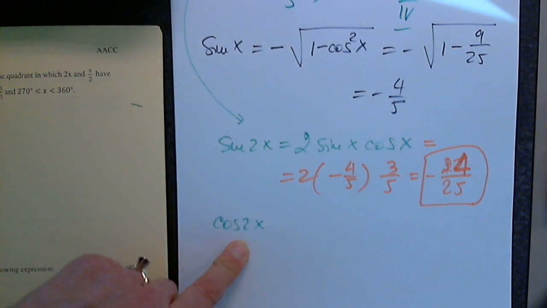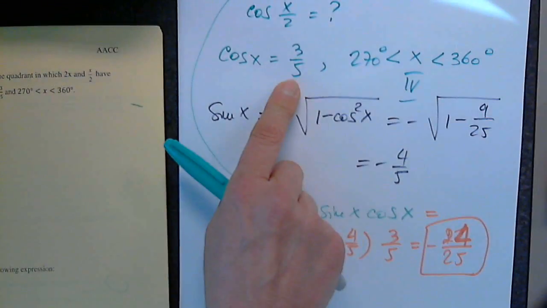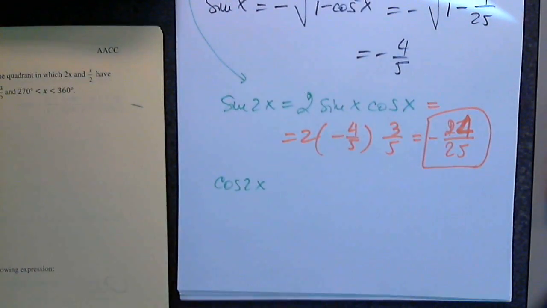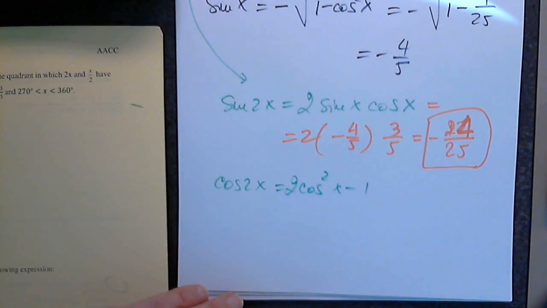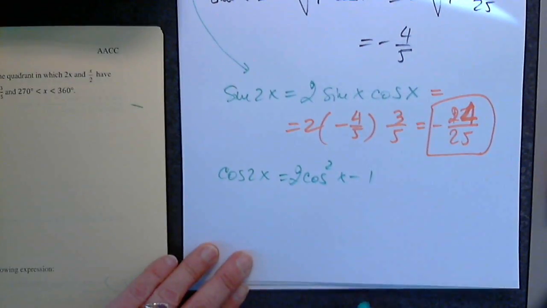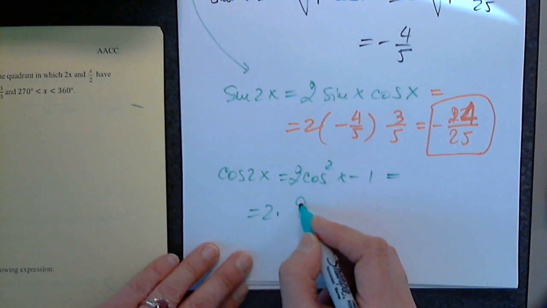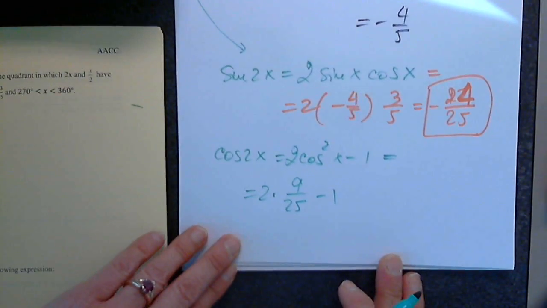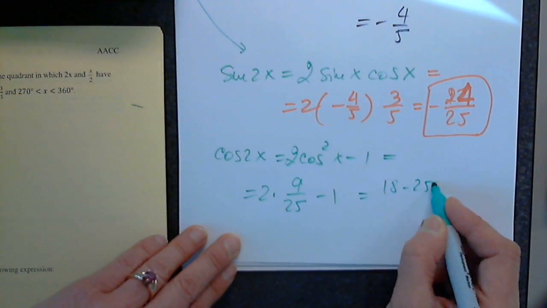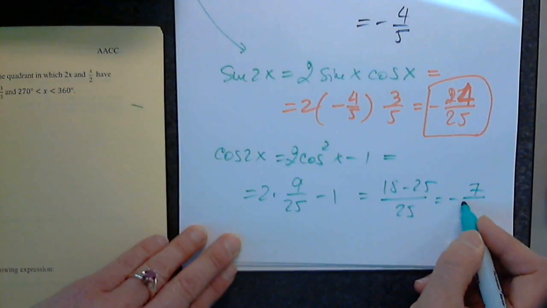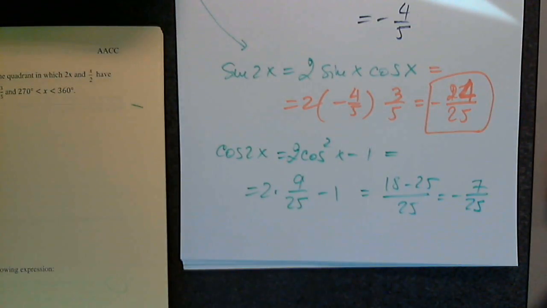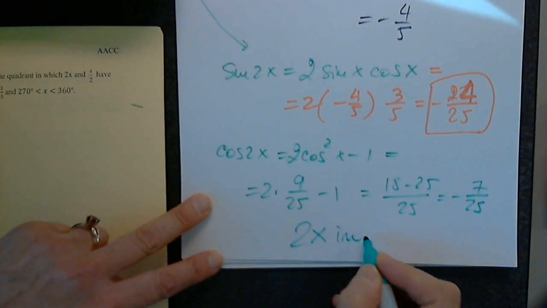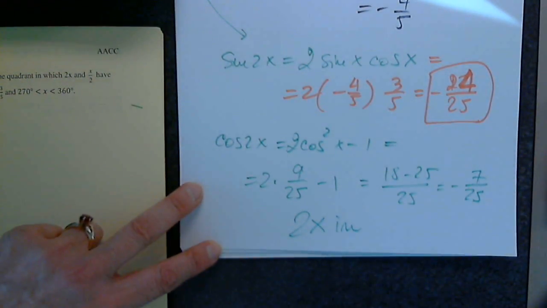Cosine twice x has 3 formulas. But since I'm given cosine, I will use the one that is 2 cosine squared x minus 1, in which I will plug in 3/5. So this is 2 times 9 over 25 minus 1, so 18 minus 25 over 25, negative 7 over 25. Since sine twice x is negative and cosine twice x is negative, I know where 2x is. 2x in which quadrant? That's it.